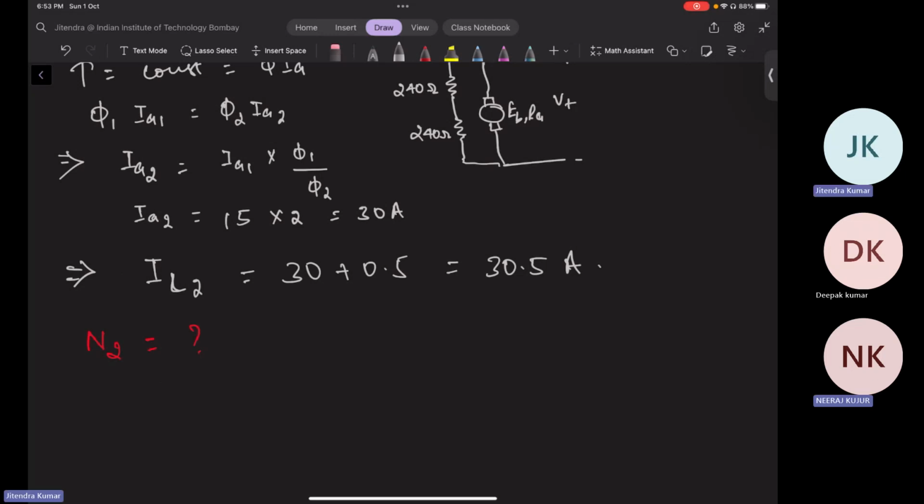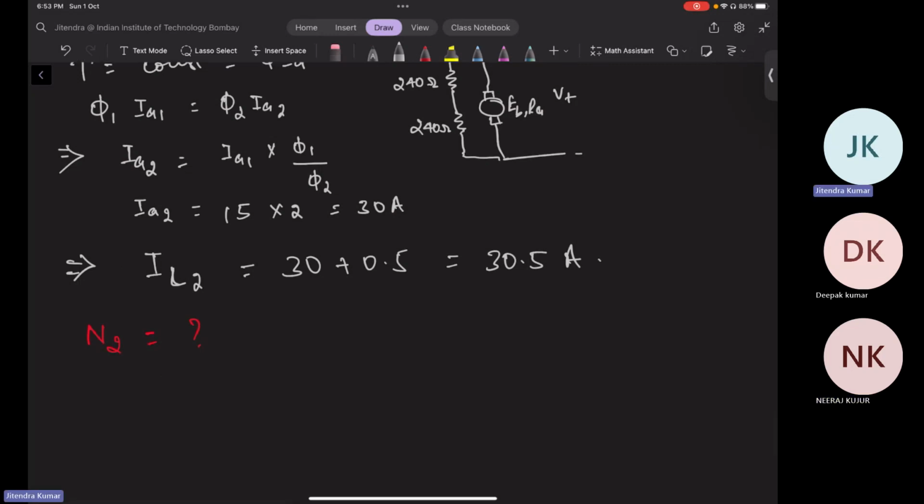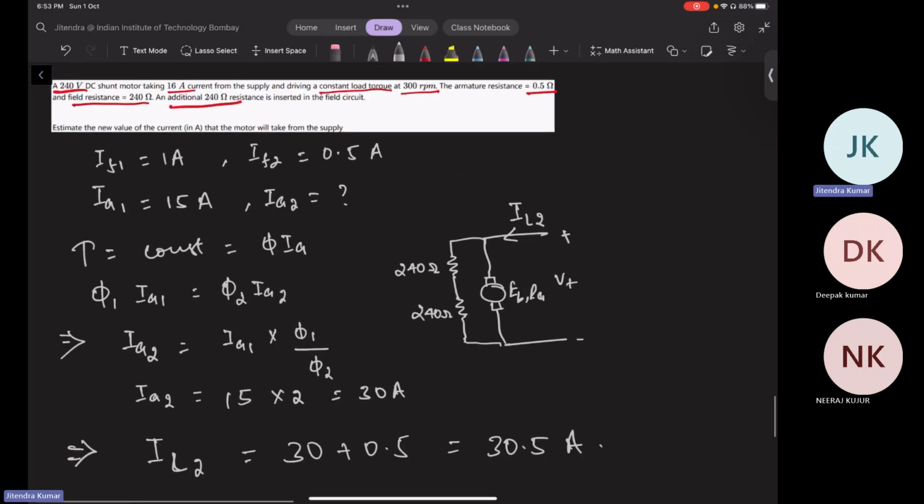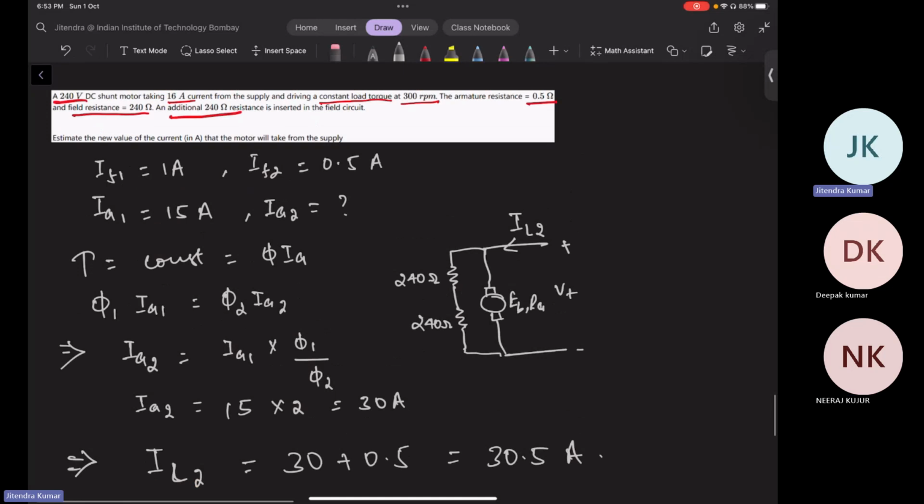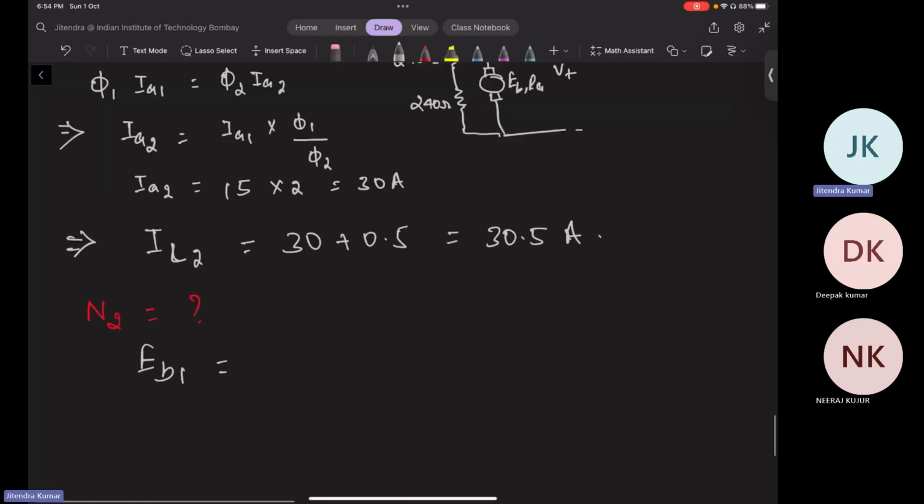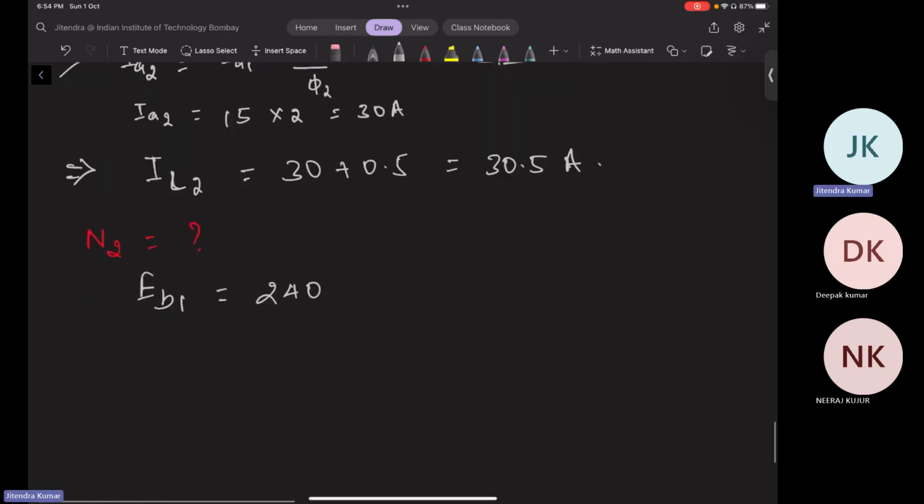Sir, back EMF. Whenever the speed terms come, we have to directly jump to back EMF, right? So EB1 was how much? 240 minus 15 into 0.5, so it is 232.5. Yes. Now EB2.